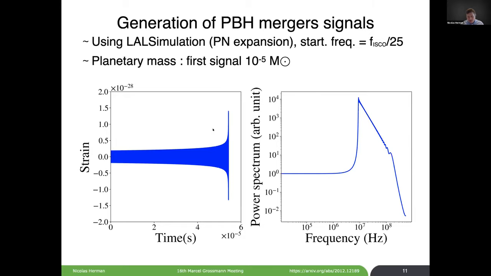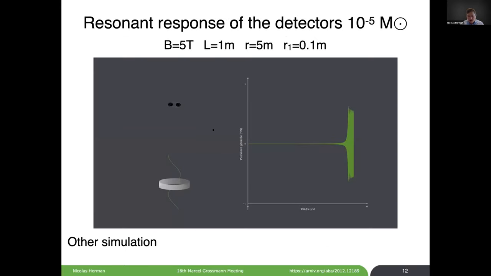And I made a little simulation video, so I will launch it. Here are the primordial black holes merging. Here you can see the gravitational wave coming into the cavity, and here you can see the induced power in our cavity. We can see that when the gravitational wave reaches a certain frequency, there will be a boost. It's a resonant response of the detector. So we excite a resonant frequency in our detector, and the output will be boosted.